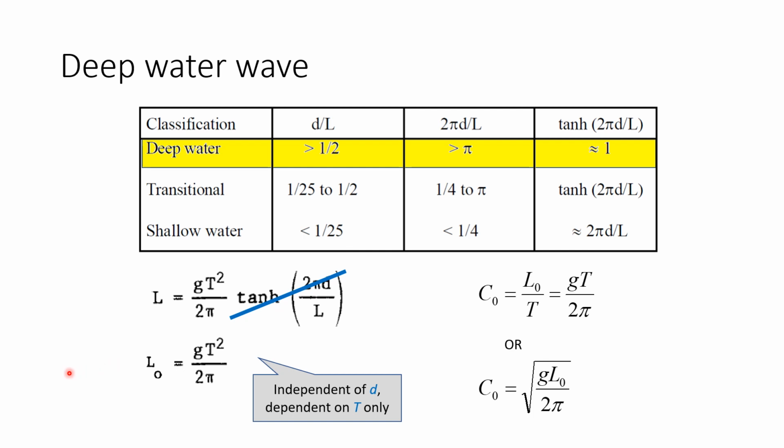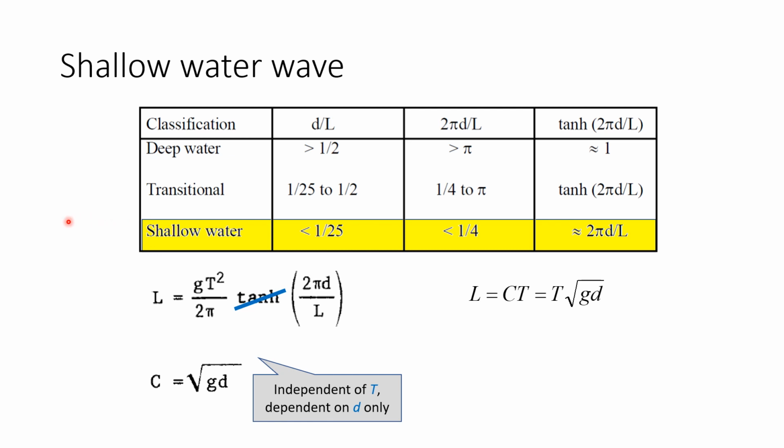Now if we know the deep water wavelength L0 is equal to gT squared over 2 pi, then the deep water wave celerity is L0 over T. So if we substitute L0 from here, we get the expression for C0 as well, which can also be written in this form, and you can work it out yourself.